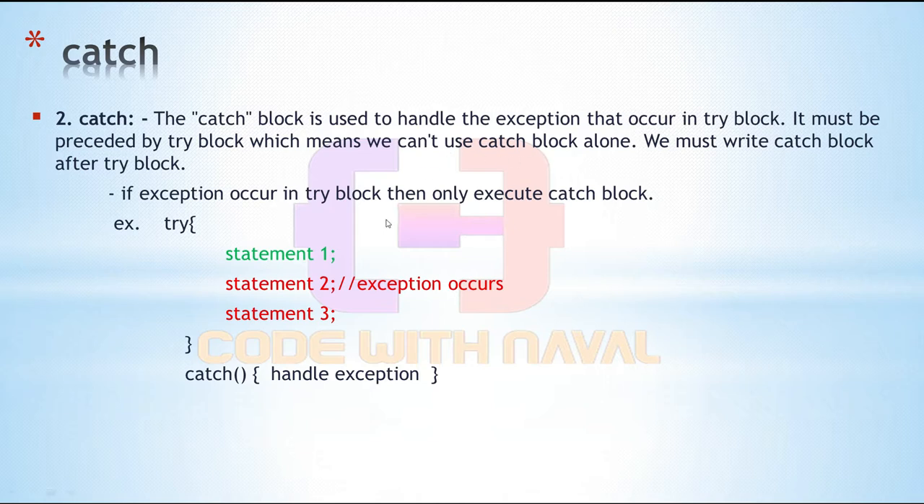If an exception occurs in a try block, then only the catch block executes. Here you can see this try block. Here we write some statements, and if these statements throw an exception, then only this catch block executes. Here we can see this try block is plan A and this catch block is plan B. If we create any plan, at that time we decide if plan A fails, then we will proceed to plan B. Same thing here. The statements inside a try block are plan A. If plan A does not work, then we will proceed to plan B.